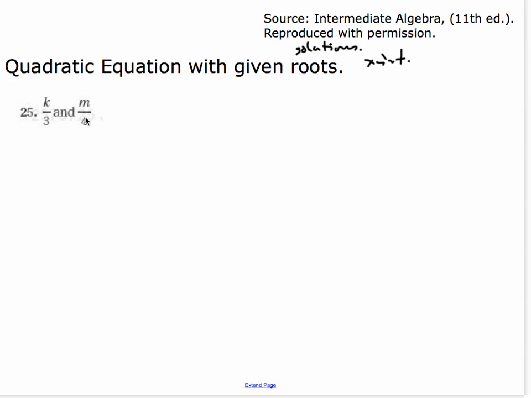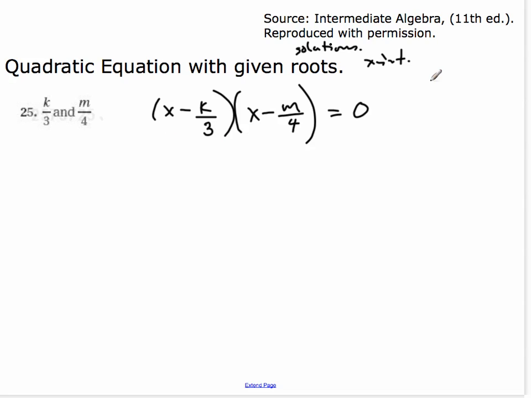So if I'm given these as roots, then I can immediately put those into a factored form. (x - k/3)(x - m/4) = 0. So this would be an equation that when you solve it, you would get this for the roots.